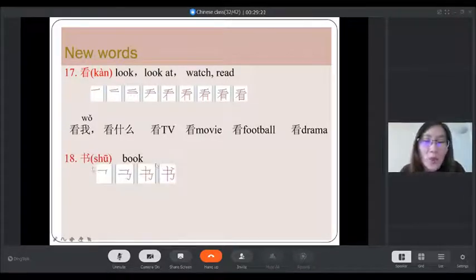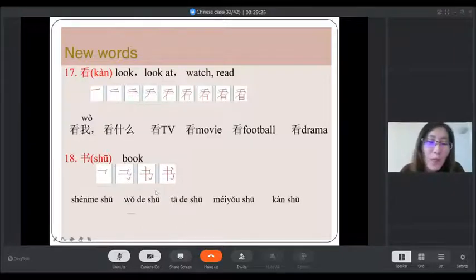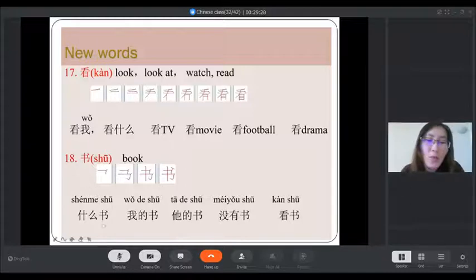Another one, 书 means book. So if I say 什么书 means what book. 什么 means what. 我的书 my book. 他的书 his book. 没有书 not have book.